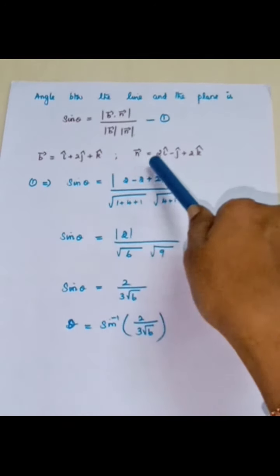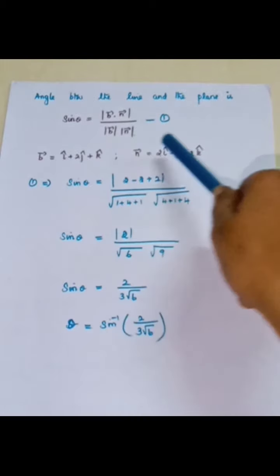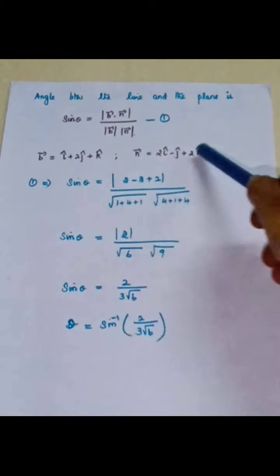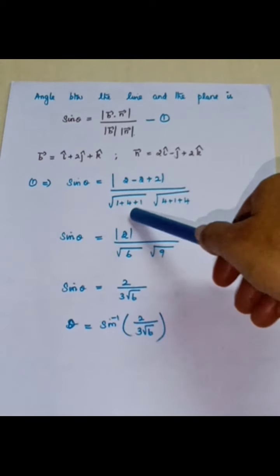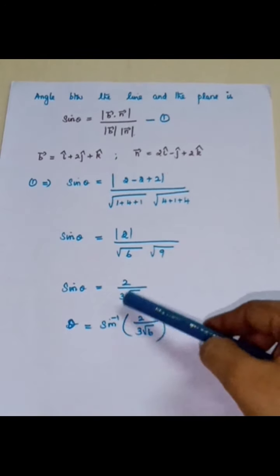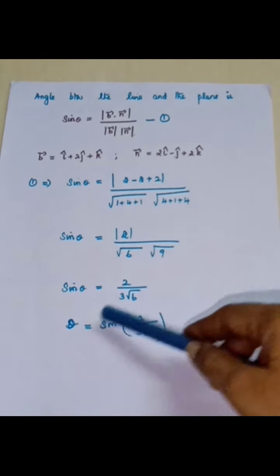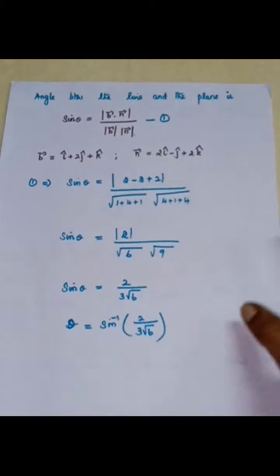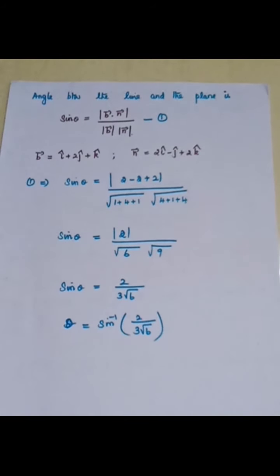So 1 into 2 is 2, 2 into minus 1 is minus 2, 1 into 2 is 2, divided by the magnitudes of the vectors, which have to be found. So the numerator is modulus of 2, and the denominator is square root of 6 and square root of 9. Square root of 9 is 3. Therefore, 2 divided by 3 root 6. So theta is equal to sin inverse of 2 divided by 3 root 6.